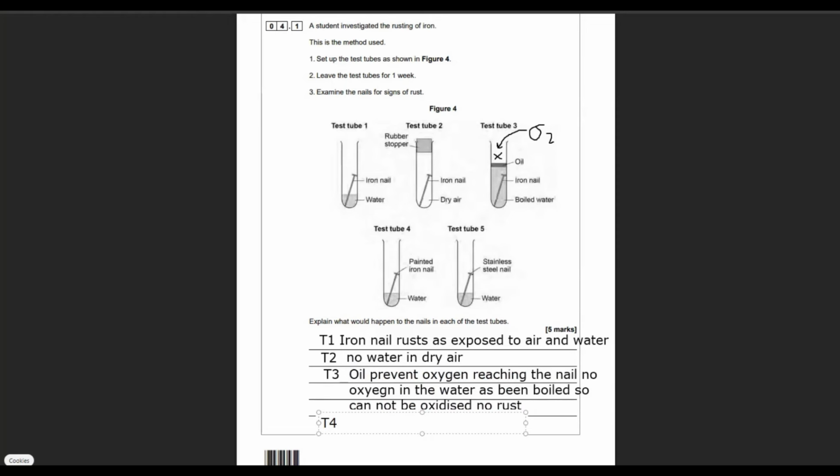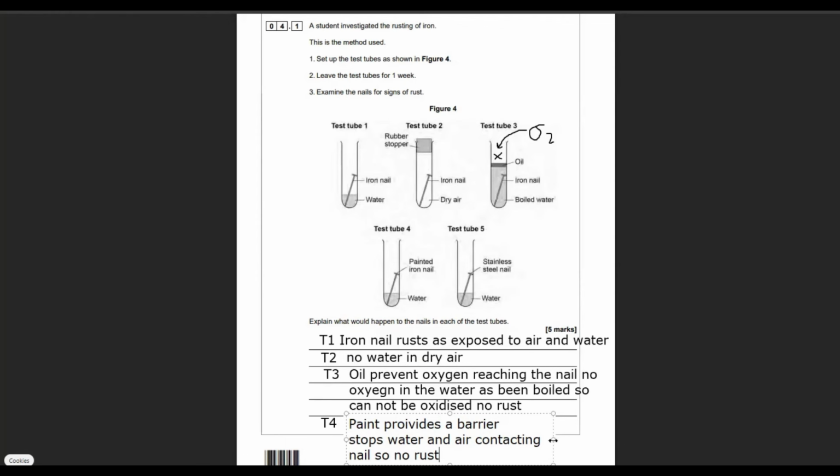Test tube 4, they've painted the iron nail here. That nail is in contact with oxygen and water, so it should rust, but the paint provides a barrier. We call it a protective barrier. So paint provides a barrier, stops water and air contacting the nail, so no rust.